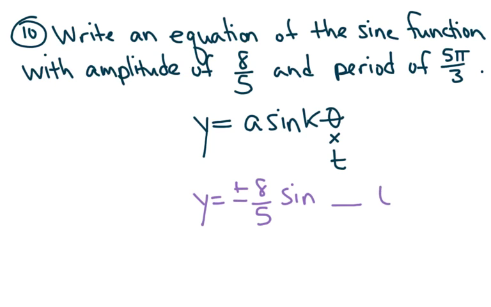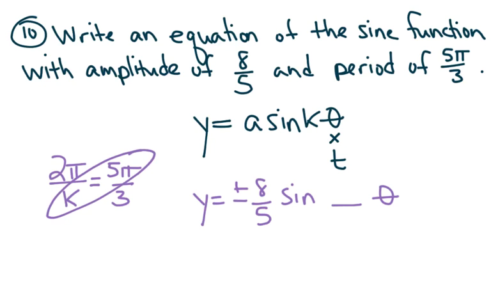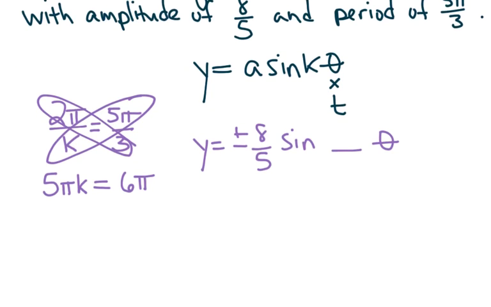Next, we have to figure out what k is. K is not 5 pi over 3. Unfortunately, you do have to do some work. You're going to set 2 pi over k equal to 5 pi over 3. This is a proportion. We're going to cross multiply to solve. So I get 5 pi k equals 6 pi. In order to finish solving for k, I need to get rid of 5 pi. That goes away by dividing. And then the pi's cancel, so I'm left with 6 over 5.